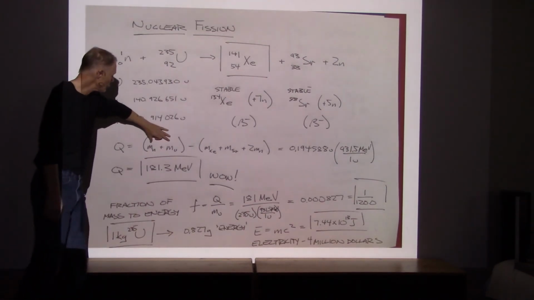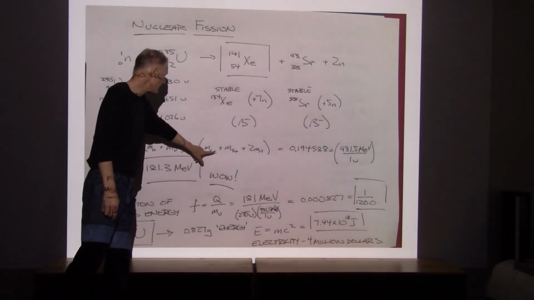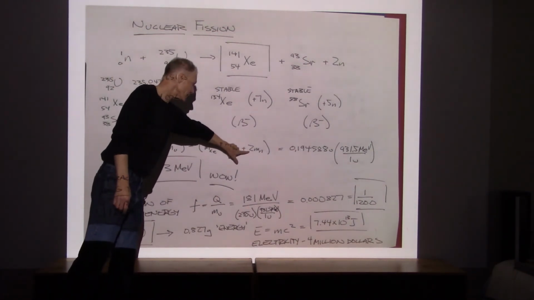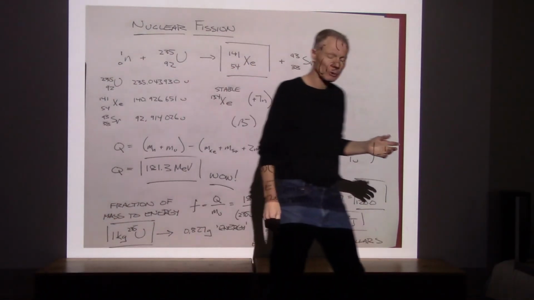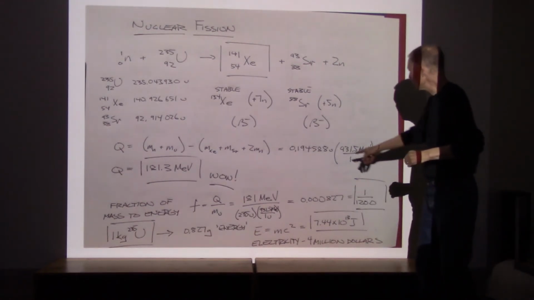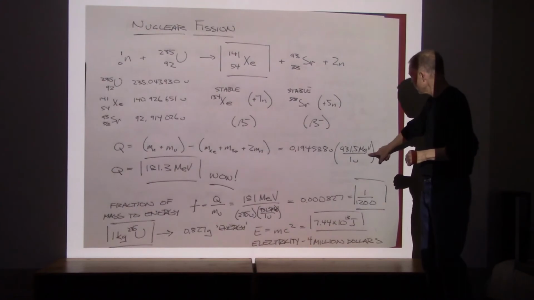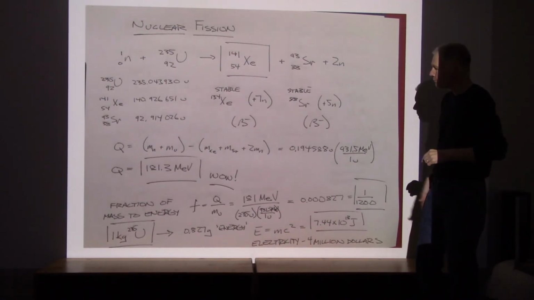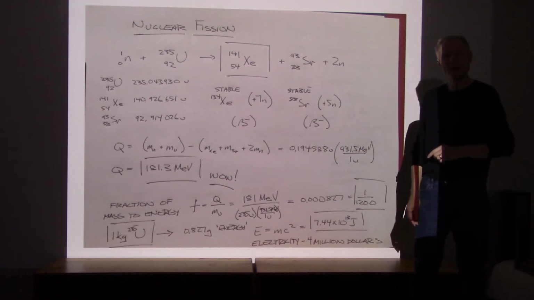So I'm adding those two masses together, subtracting off the masses of the xenon, the strontium, and the additional neutrons that were produced. And what I found was I ended up with 0.194588 atomic mass units, multiplied that by our 931.5 energy converter. The Q on this is 181.3 MeV.